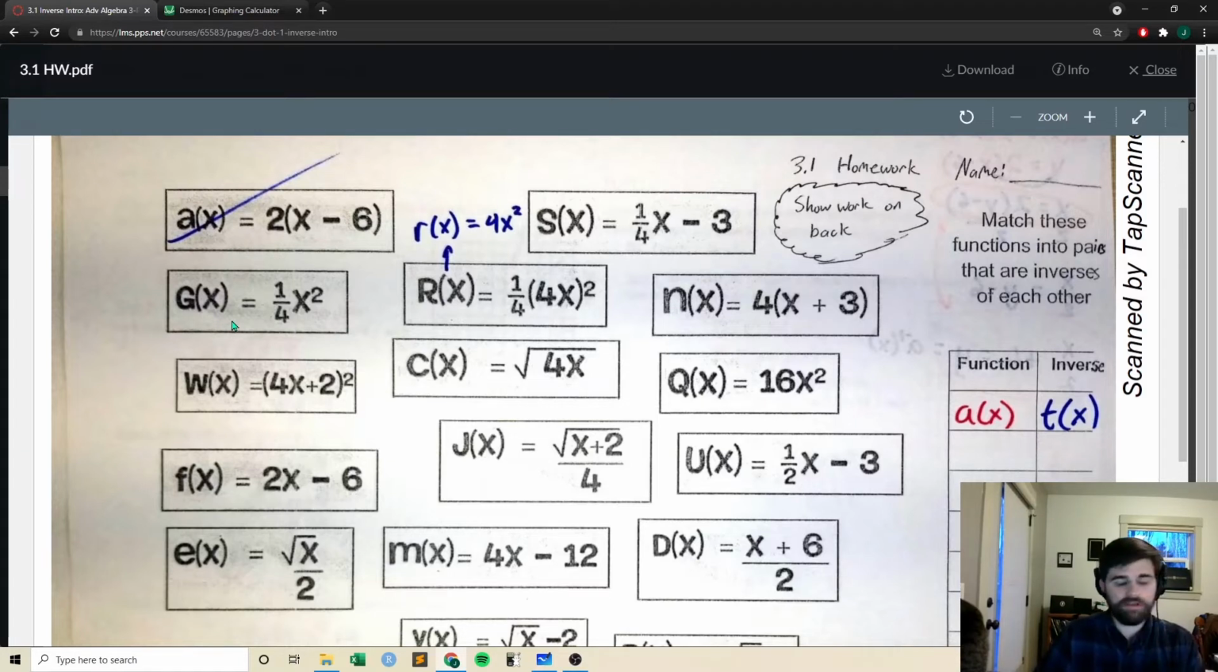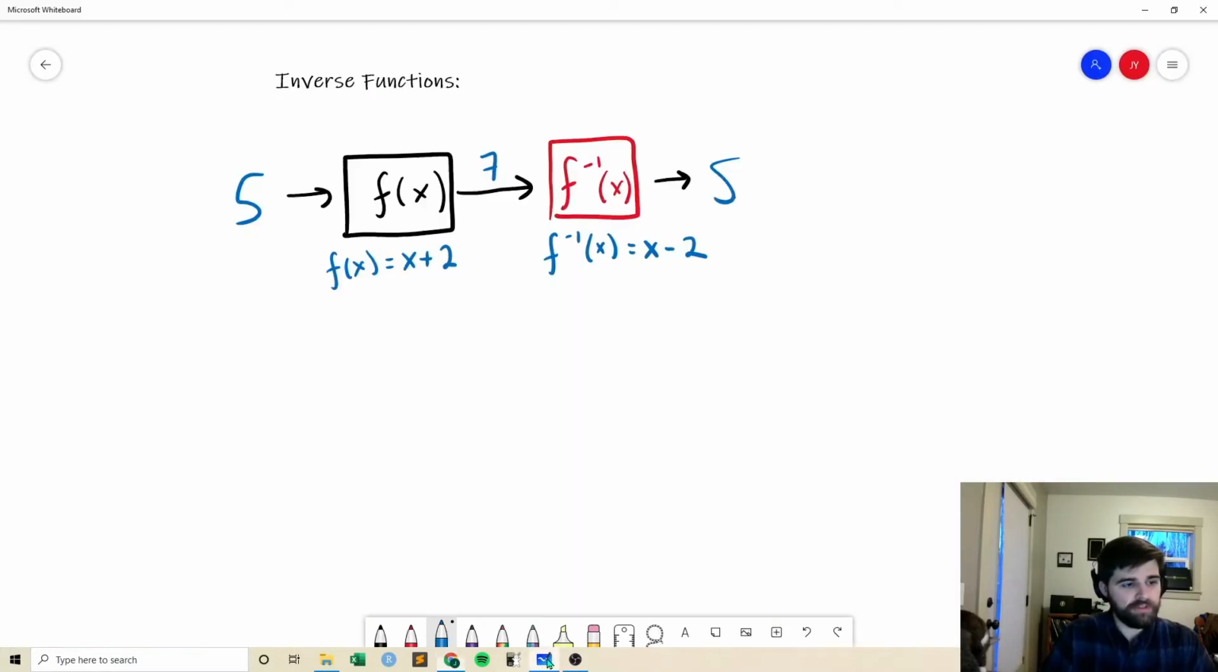So what I want to do here to find an inverse is I take my function, set it up in plain old y equals form, and then I swap out x and y. Once I do that, I just need to solve for y. So I'm going to do a couple examples for you. Cool, so I'll take this first one. g of x is 1/4 x squared.